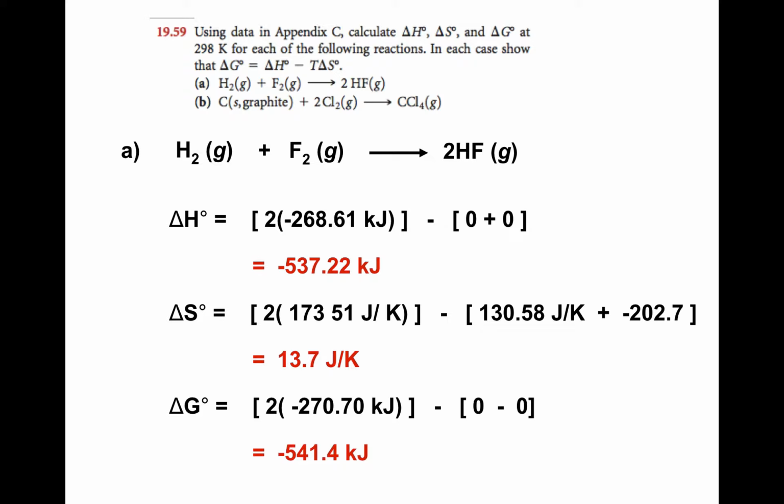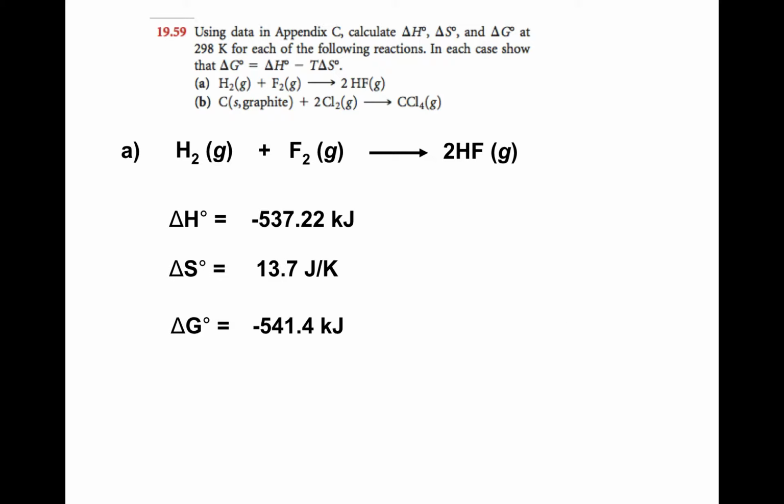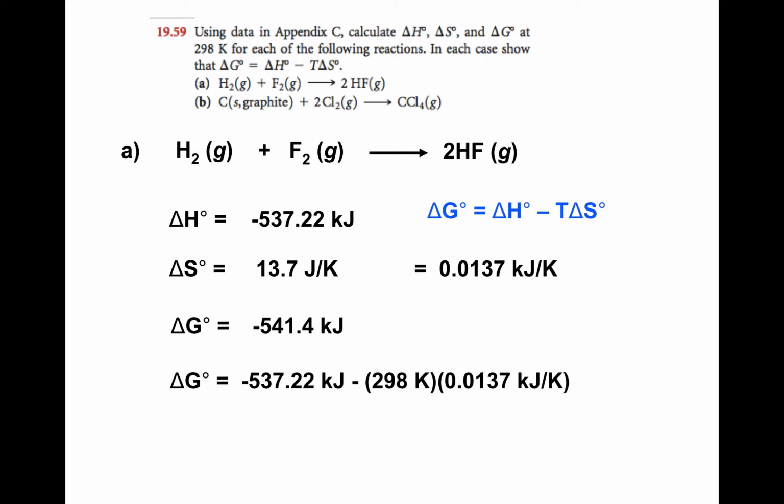All right, so if I'm going to use delta G is equal to delta H minus T delta S, I've got to first convert delta S into kilojoules per Kelvin, and then I can plug into the equation. And it should come out the same. You should get the same value for delta G naught using delta G naught is equal to delta H minus T delta S naught as you would using products minus reactants.